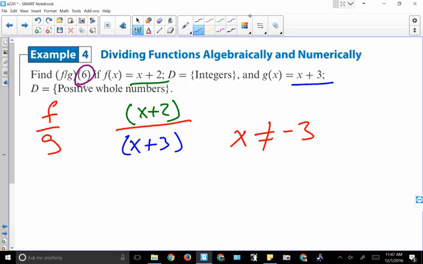So, am I putting in -3? The answer is no. I'm putting in what? 6. So that if I put in 6 up here for x, put in 6 down here, well, what is 6 plus 2? 8. What is 6 plus 3? 9. So that means this is just 8. Easy.